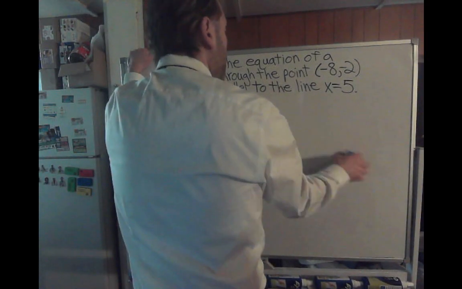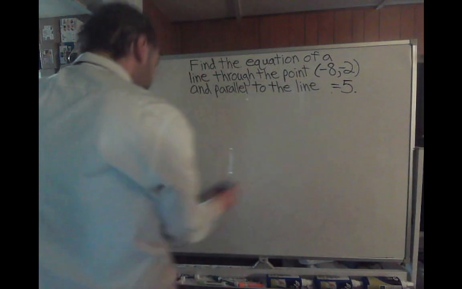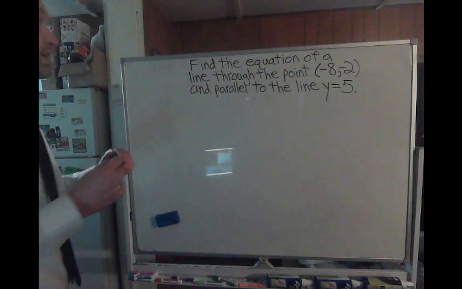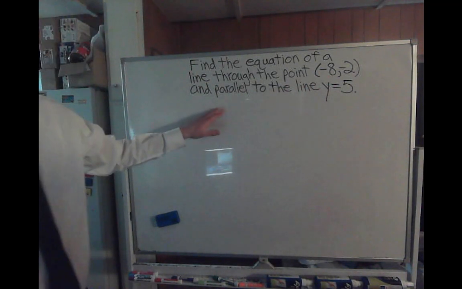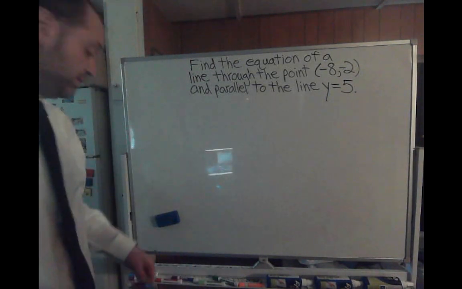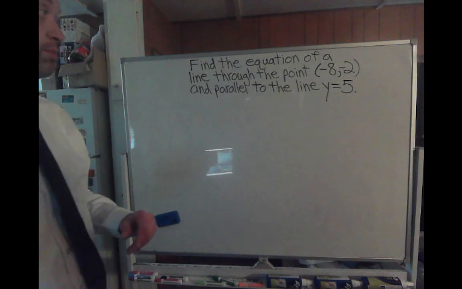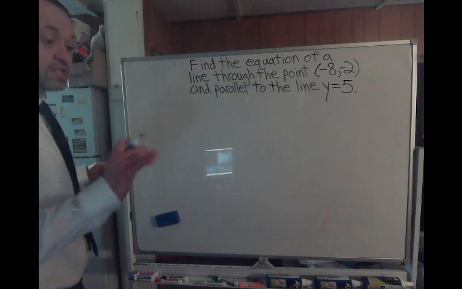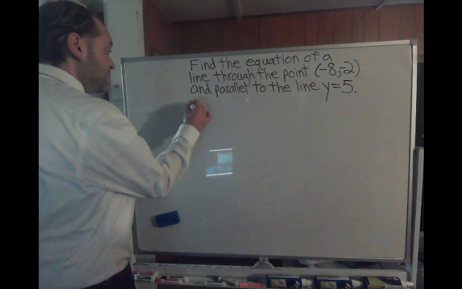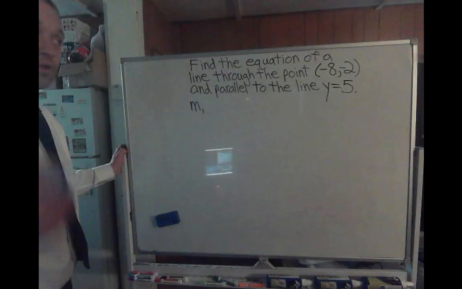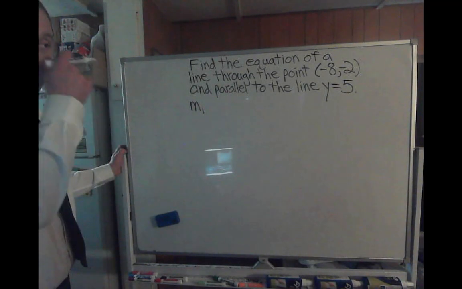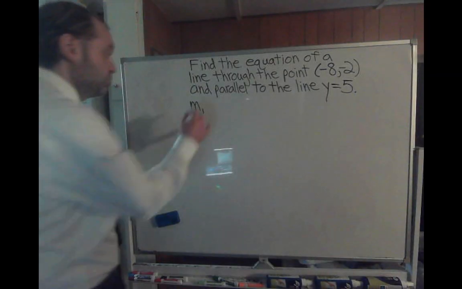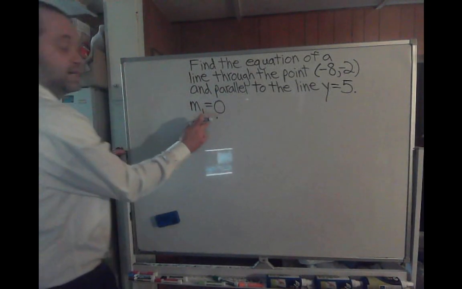Okay, what if this time we're asked to find the equation of a line through the point -8, -2, and parallel to the line y equals 5. So it's a similar problem, only this time it's parallel to the line y equals 5. Well, what's the slope of that first line of y equals 5? If it's y equals, it's a horizontal line, right? You picture the line y equals 5, it's a horizontal line. So you have a horizontal line, slope 0. So the slope of that first line is 0.